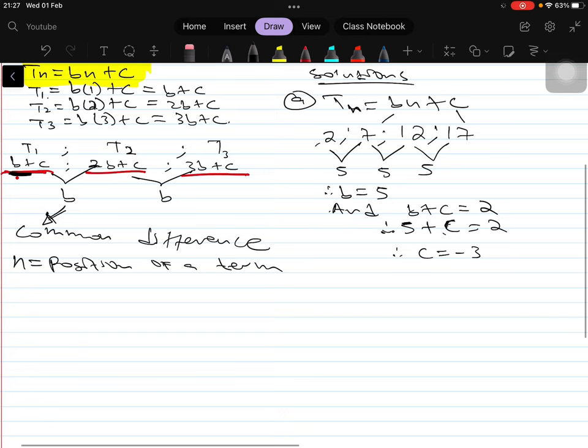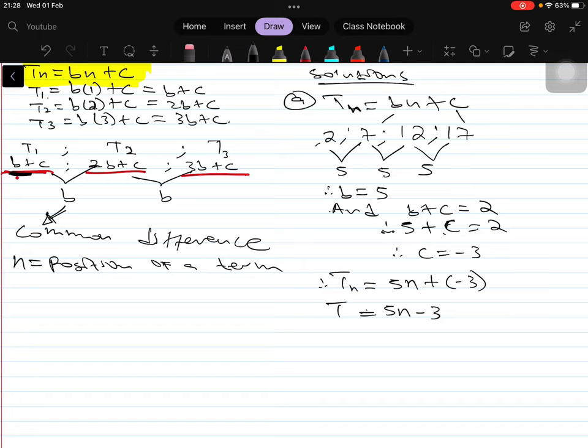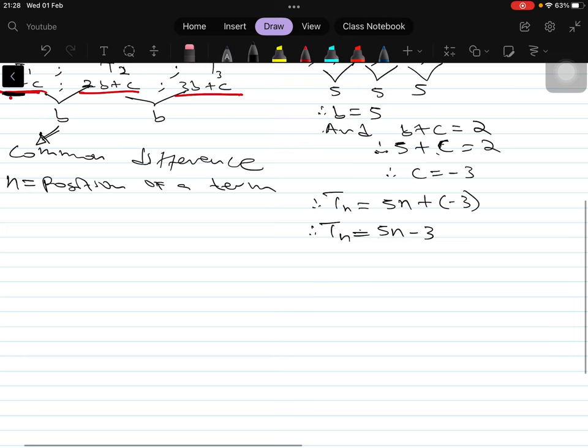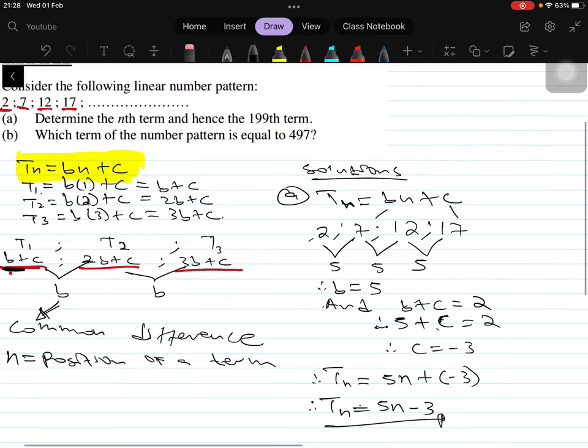So basically now you know what your b and c are. Then you can substitute into your general equation to rewrite your nth term. The nth term equals bn, that's 5n, plus c, minus 3. And therefore when you simplify, it will be 5n minus 3. That's your Tn. That's your nth term. That's the first solution. This is a two-part question.